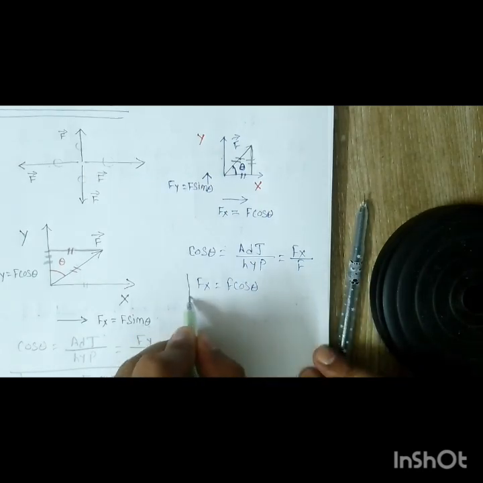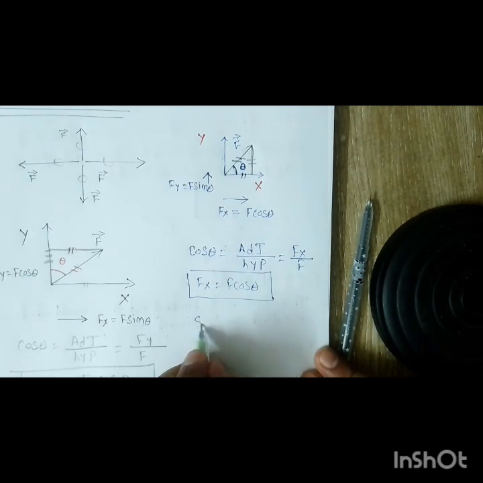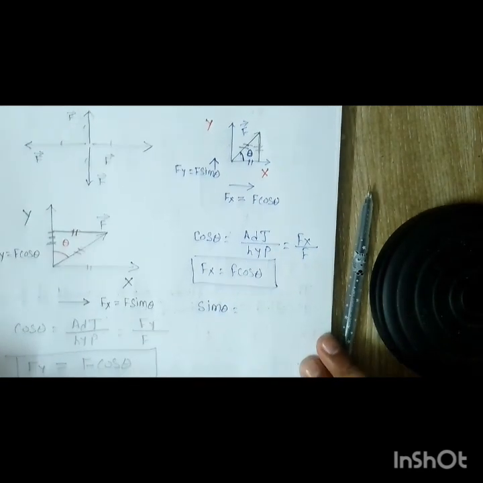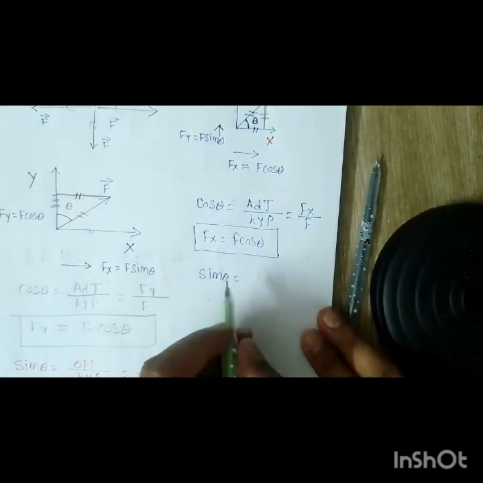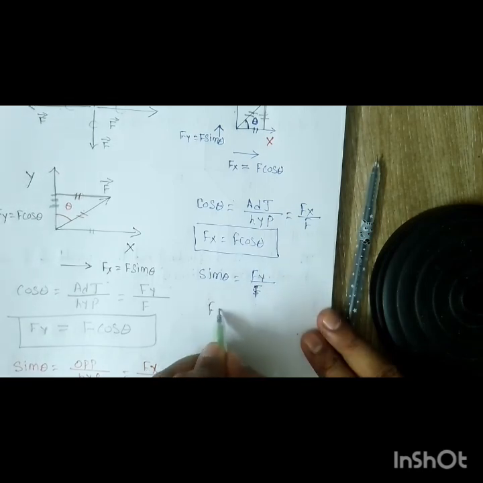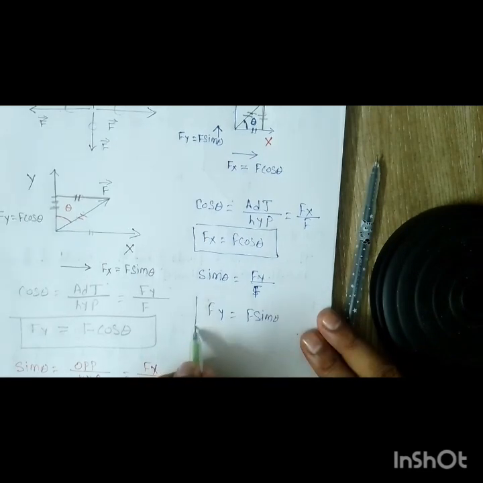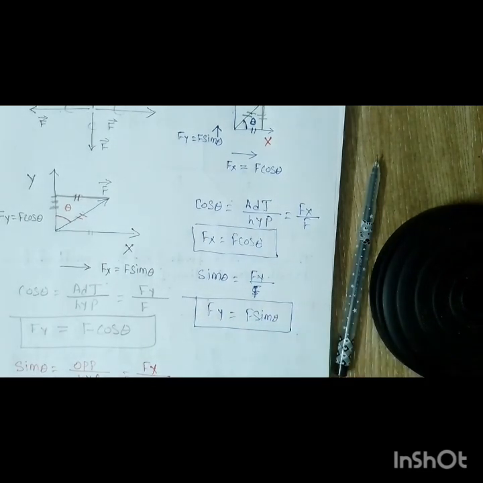These things you have studied in trigonometry in the 10th standard, right? And sine theta is equal to, as I told you at the beginning of the class, that is the basics, opposite by hypotenuse, means fy by f. So fy is equal to f sine theta. So this is how we get the resolution.